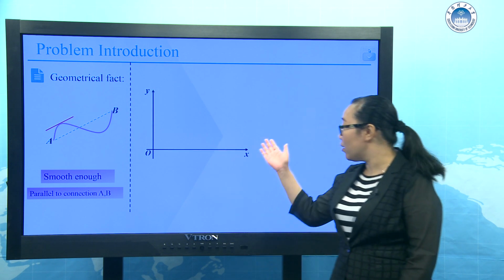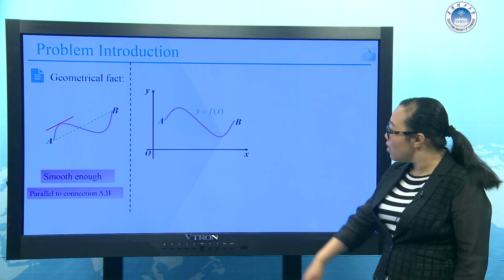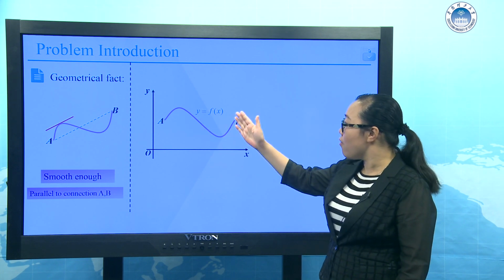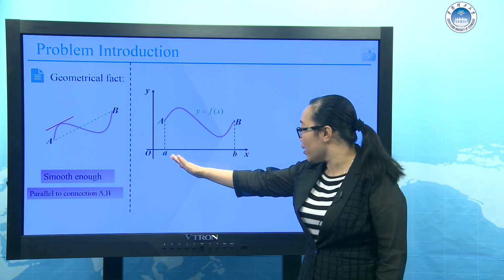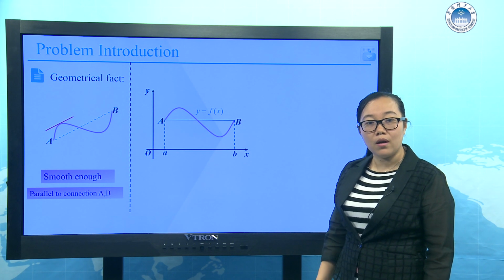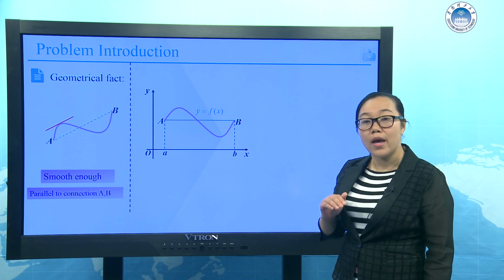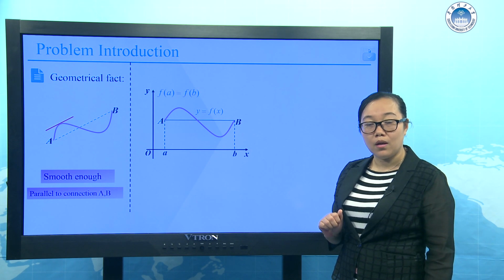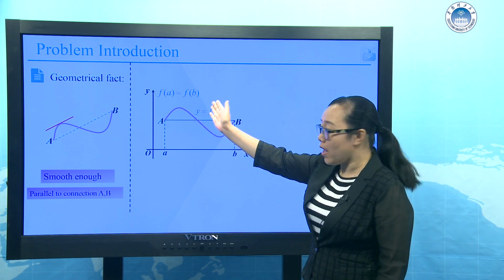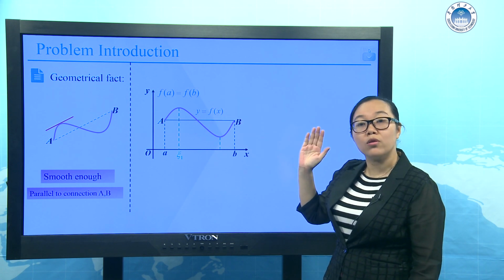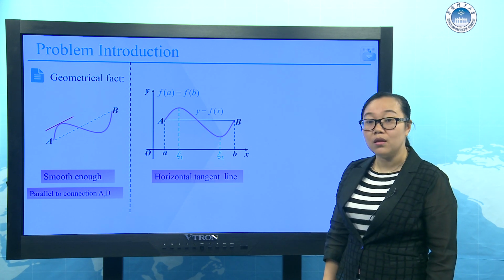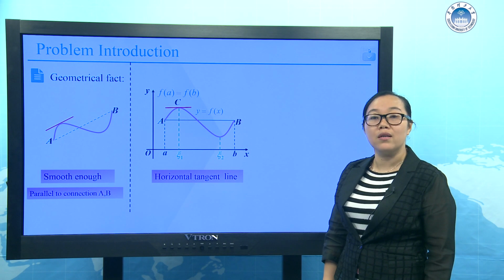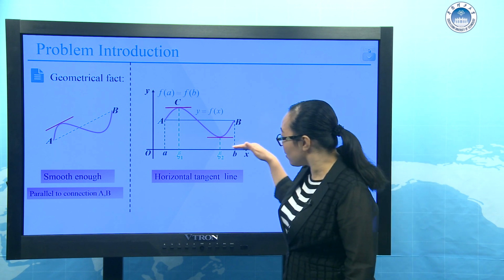So now look at this fact. In the picture, the pink curve satisfies y equals f(x). The two points are little a and little b. There is a line through A and B. If f(a) equals f(b), we can find two points, c1 and c2, where there exist horizontal tangent lines 1 and 2. They are parallel to the x-axis.